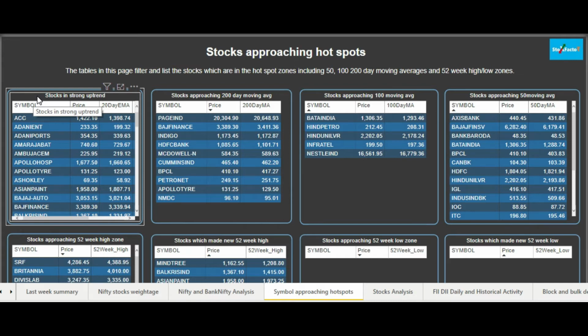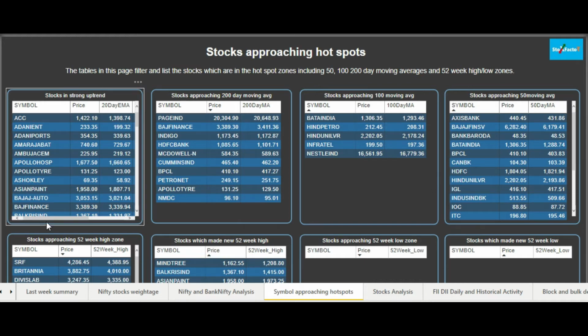Let's see the first visual. You can see the symbol, the current price, the close price in the last trading day, then the 20-day EMA, that is the exponential moving average. In this particular visual, why have we used the exponential moving average? Because the exponential moving average gives more weightage to the recent prices, so it reacts more to the recent prices. That gives us a pretty good picture of how the dynamic support and resistance are changing.